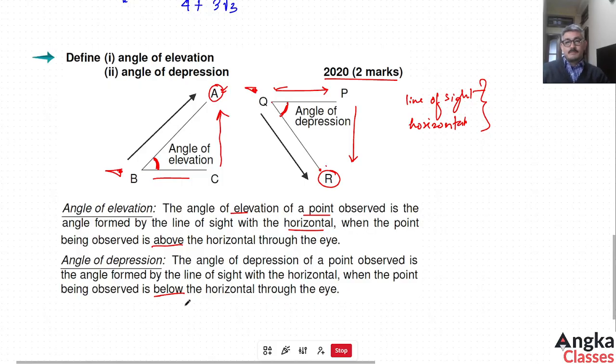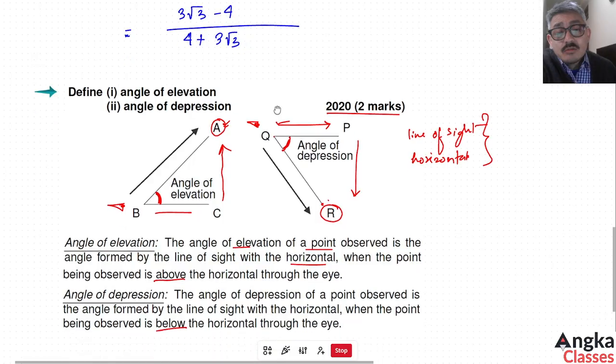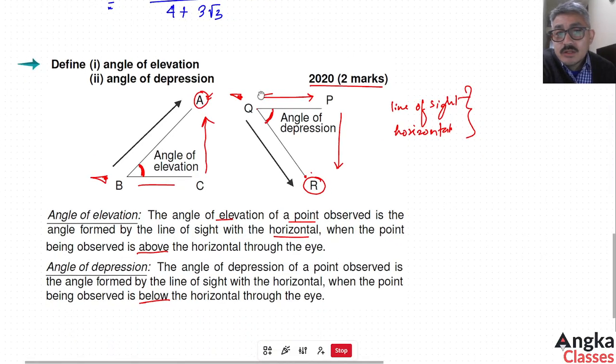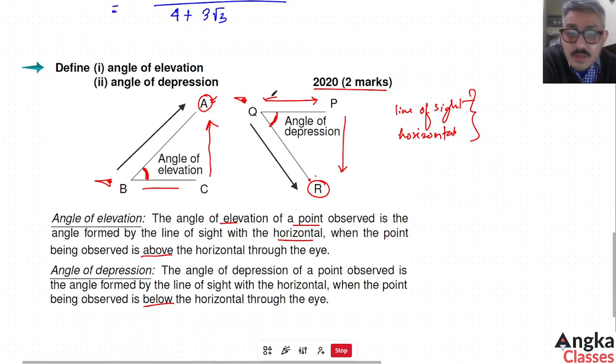Okay, get that. So these are the 2 marker questions. Anyways, today is session number 1 of trigonometry, and in this session we covered 1 marker questions and 2 marker questions.